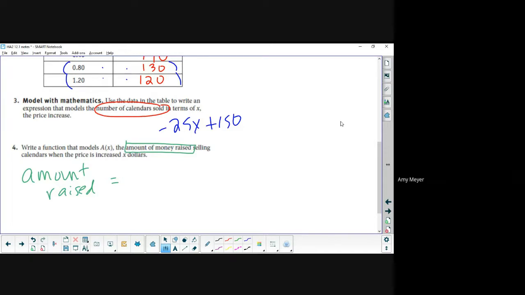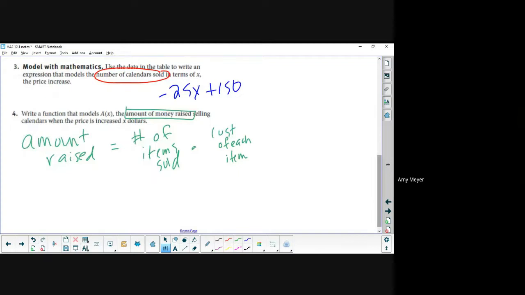12 times 9. That's it, right? How many I sell times how much they cost is how much was raised. So let's write that out in words. If I want to know how much I raised, I want to know number of items sold times the cost of each item. Now we sort of understand what they're asking us for.